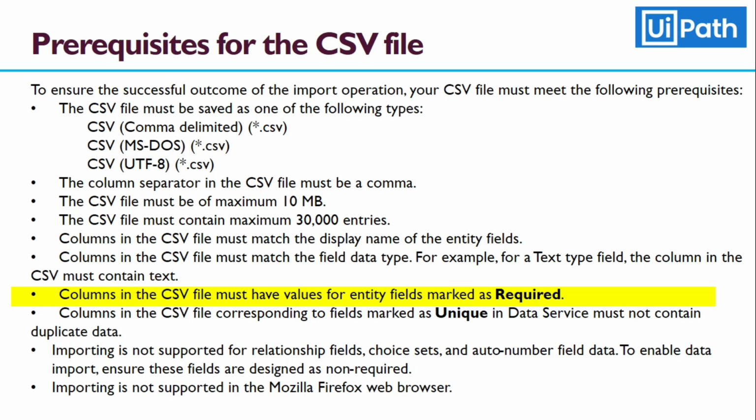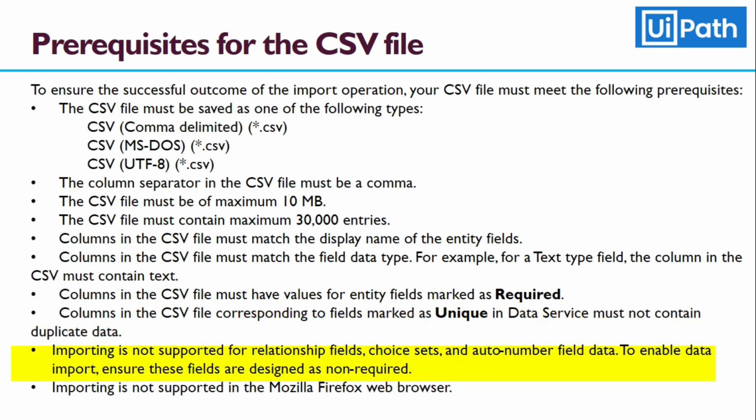Columns in the CSV file must have values for entity fields marked as required. If you have set a field as required, then against that field you should pass a value. Columns in the CSV file corresponding to fields marked as unique in the data service must not contain duplicate data. It means if you have set a field as unique, then you always need to make sure you are passing unique values only, like 1, 2, 3, 4, 5, or like 1001, 1002, 1003. If you pass 1001 there and on the third record again pass 1001, then that will be a duplicate and that will be an issue.